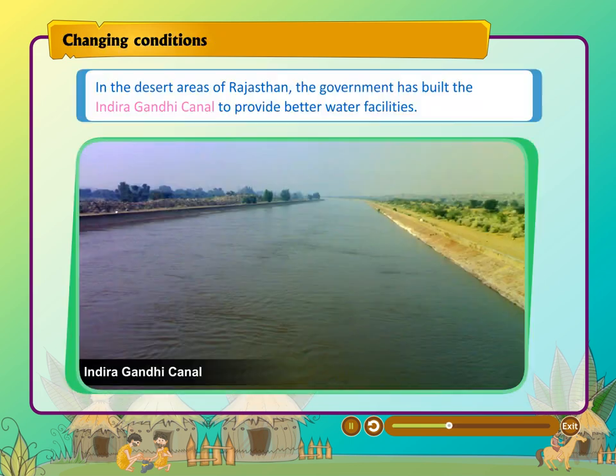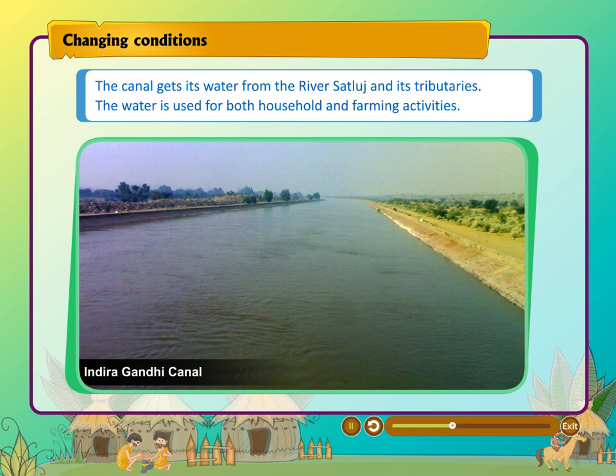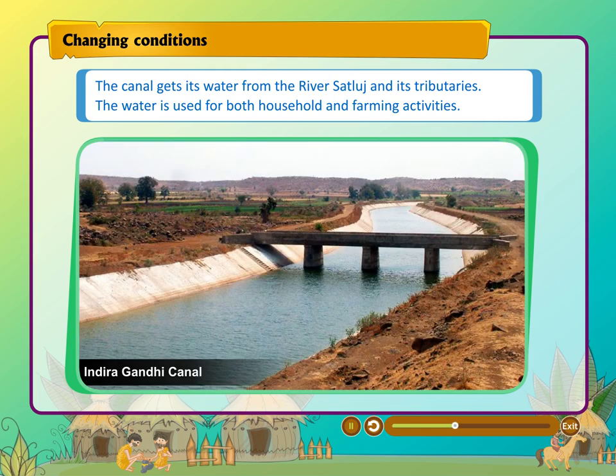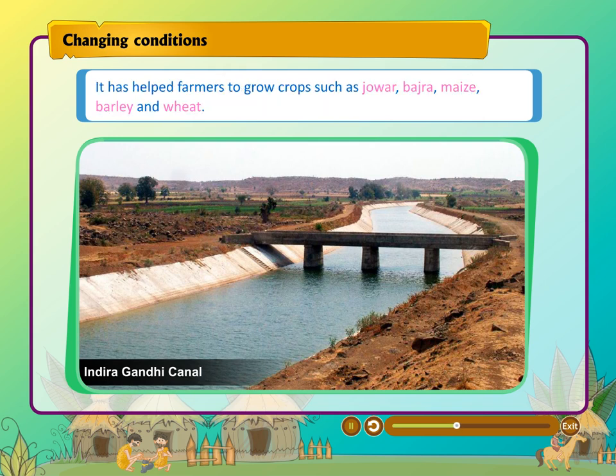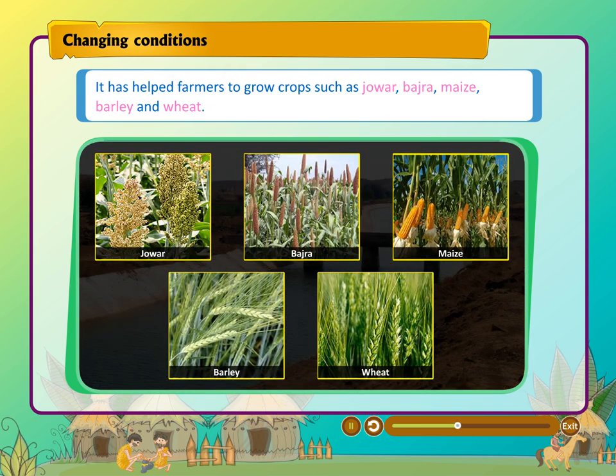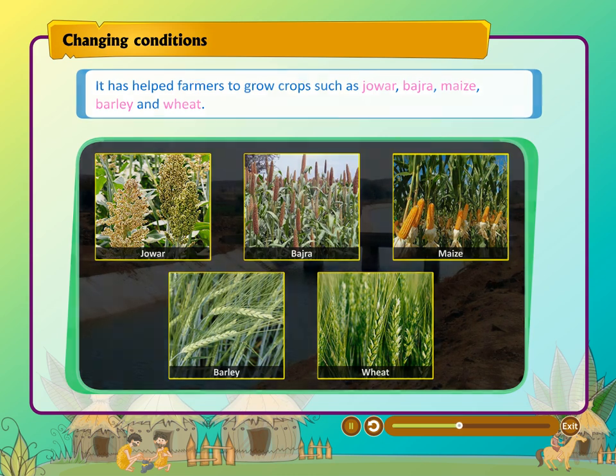Changing conditions. In the desert areas of Rajasthan, the government has built the Indira Gandhi Canal to provide better water facilities. The canal gets its water from the river Satluj and its tributaries. The water is used for both household and farming activities. It has helped farmers to grow crops such as jowar, bajra, maize, barley and wheat.